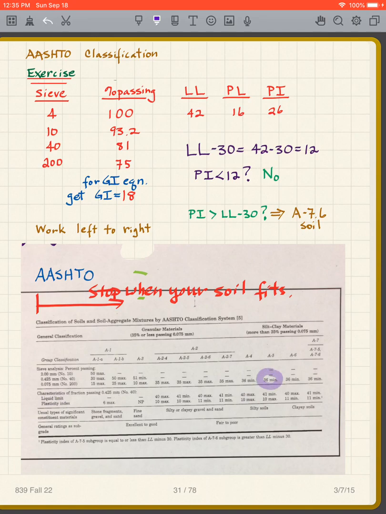So I go to the next one, 36 minimum for number 200. Yes, I'm okay with that. 41 minimum for the liquid limit. I've got 42. Yes, I'm okay with that. So far, this is looking pretty good. But then I come to the plasticity index as 10. Plasticity index, 10 maximum. Mine is greater than 10. It's 26, so no, it's not that one.